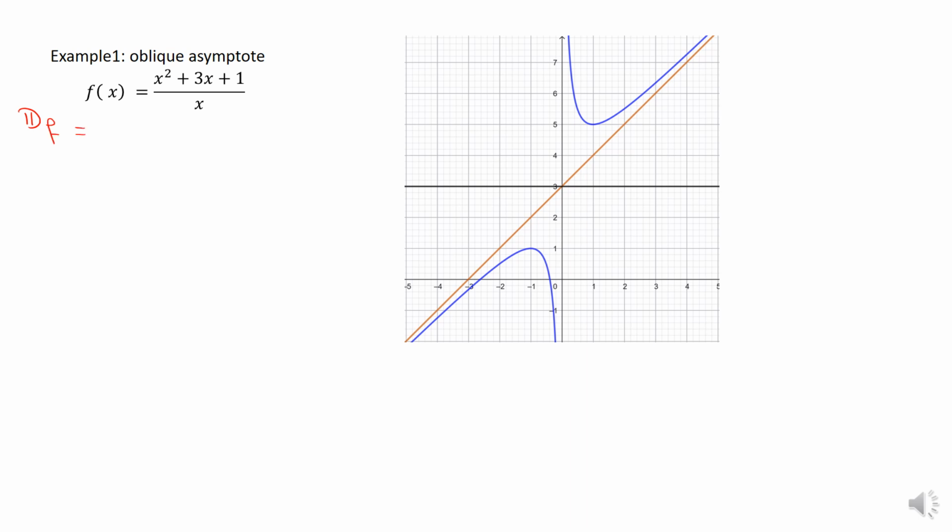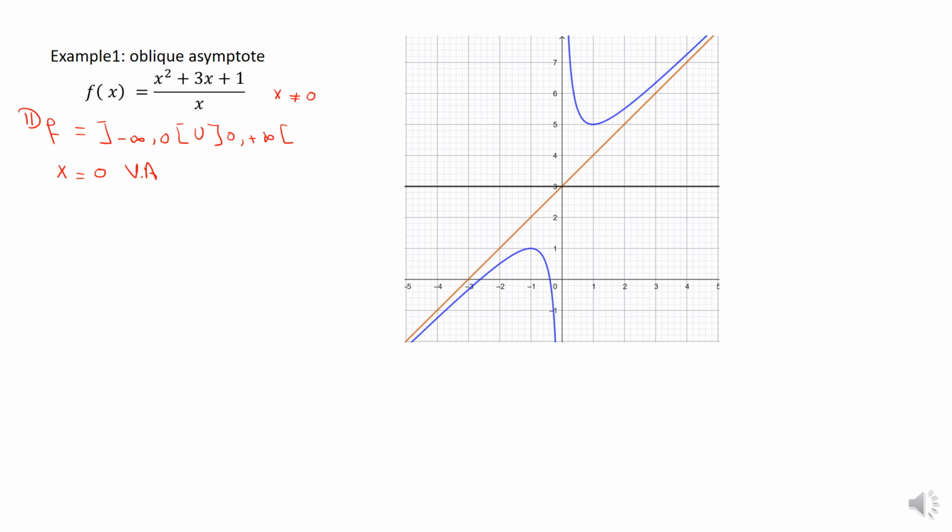The domain of definition. Now, this function is defined everywhere except when x is 0. So x should not be equal to 0 because it is in the denominator. Then the domain of definition is negative infinity to 0, union 0 to plus infinity, which means that x equals 0 is a vertical asymptote.